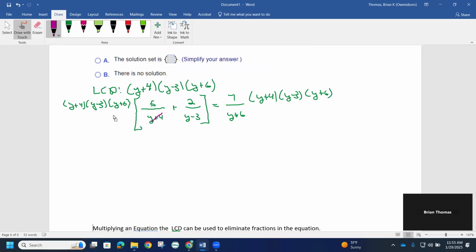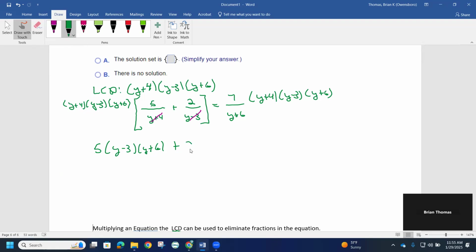So notice that the y plus 4 is going to cancel on the first term, which means the y minus 3 and the y plus 6 is going to be multiplied to the 5. So what I have to begin with then is this 5 times y minus 3 times this y plus 6, because the y plus 4 got canceled out. Then I have this plus sign. Notice that when I multiply all three of these to the next term, the y minus 3 is going to cancel out. So that means we're going to still have this y plus 4 and y plus 6 go through, and there's still this 2 here.